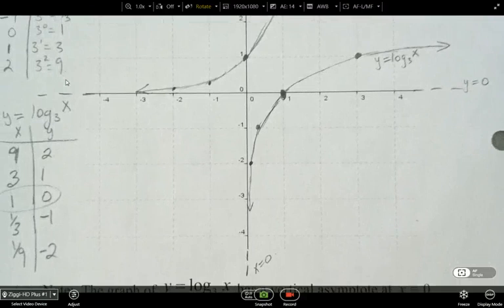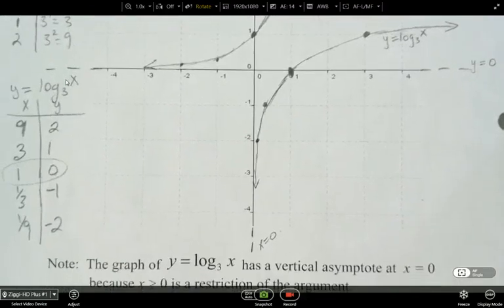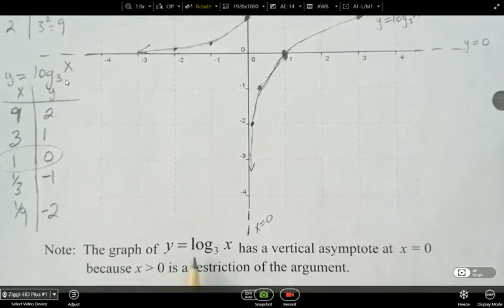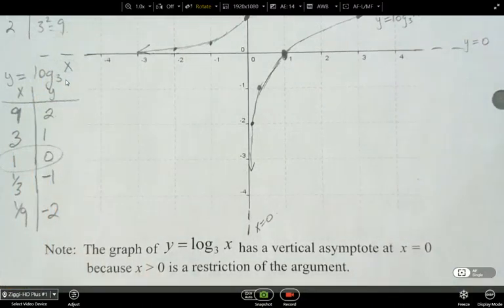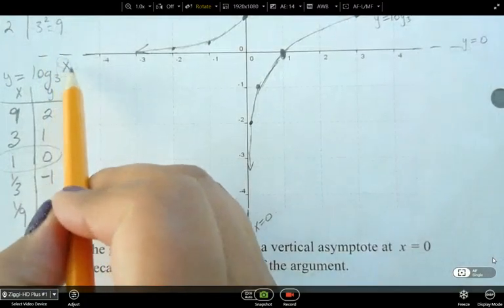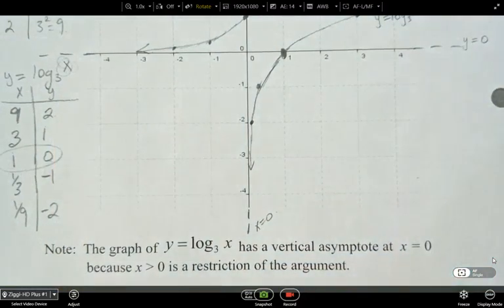Okay, so just a note on the bottom here: the graph of y equals log base 3 of x has a vertical asymptote at x equals 0 because x has to be greater than 0. So x greater than 0 is a restriction on the argument. So that means this value right here has to be positive. Okay? Which value has to be positive? The argument right here. So this x, that number right there, the big one.